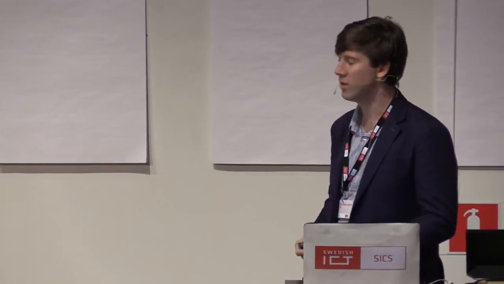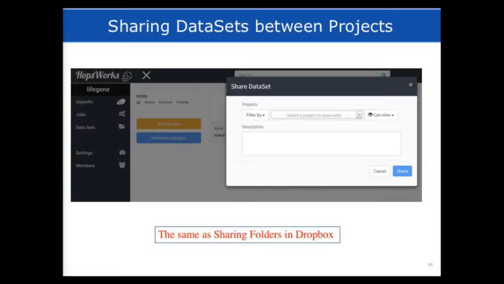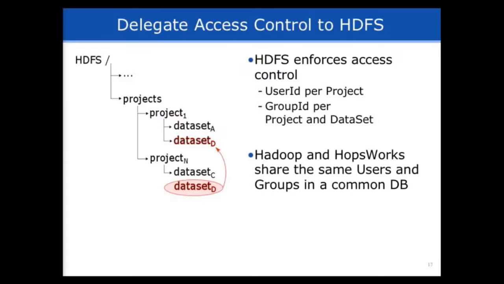And the other thing we're trying to do is, for sharing data sets between projects, we want this to be like Dropbox, right? You right-click on the data set, you say, share it with this project, and it appears up in their project. So how do we implement this? This all sounds nice and well. There are some clean abstractions here, I think. But how do we actually implement access control?